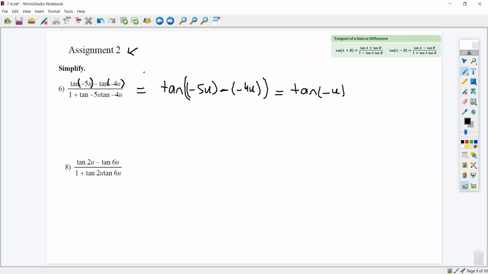Same thing for question 8. You see we have positive numbers here, that's cool, but we have the negative sign right here between tangent 2u and tangent 6u. Looks like again the same formula, so it will be just tangent 2u minus 6u, which is going to come up with again a tangent negative 4u. That's the answer.